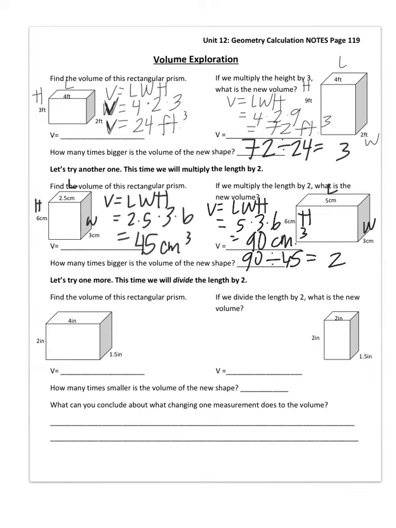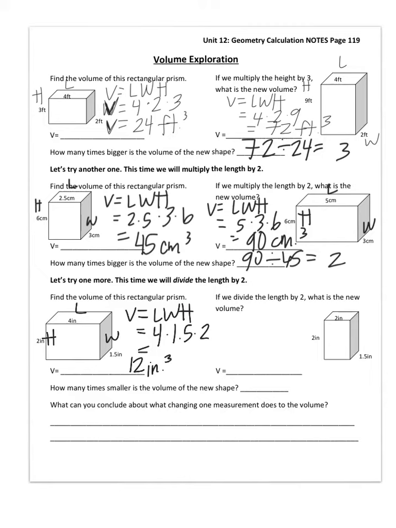Okay, the next example. So we'll take the length and divide it by 2. So we'll take this 4 here, divide it by 2 to get 2. Okay, so length times width times height. Okay, so 4 times 1.5 times 2. 4 times 1.5 is 6. 6 times 2 gives you 12. So 12 inches cubed.